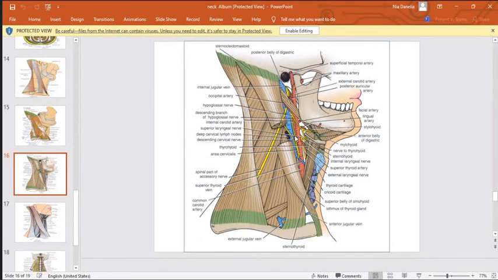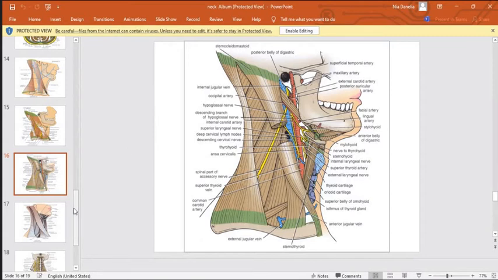The vagus nerve gives off branches, the recurrent laryngeal nerves, which innervate the thyroid gland and the trachea. Except these organs, it innervates the vocal folds.